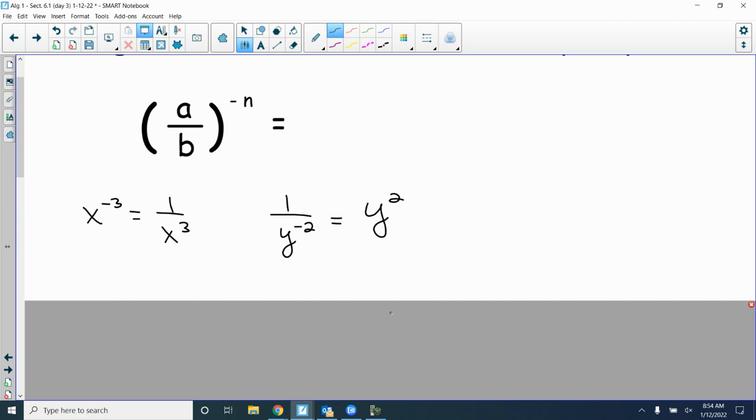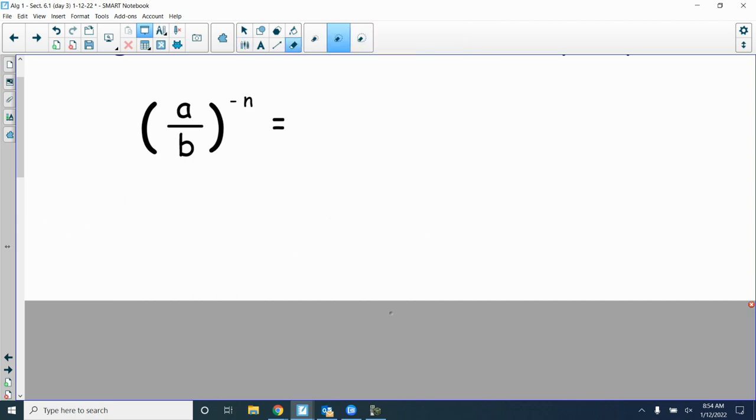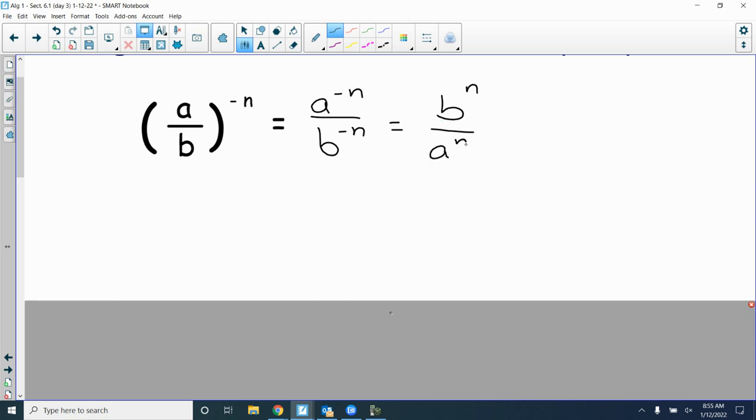If I use my last rule, here's what I have to start out with. Let me see what you guys say. All right, don't write down anything yet. a over b to the negative n. If I use my last rule, I have to write this as a to the negative n over b to the negative n. That power goes to both of them. Well, they're both not happy because they have a negative exponent. How do I make it a positive exponent? You move it to the other side. So I'm going to move the b to the top and it becomes positive. I move the a to the bottom, it becomes positive.